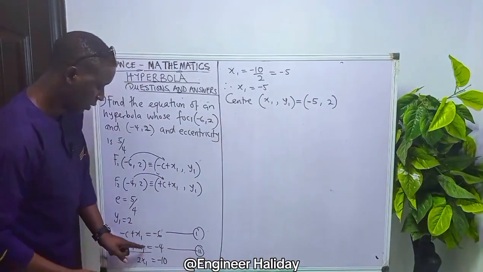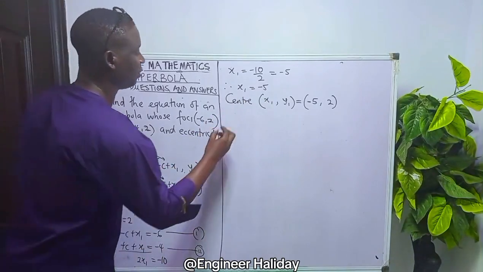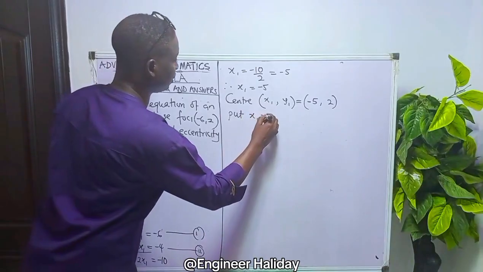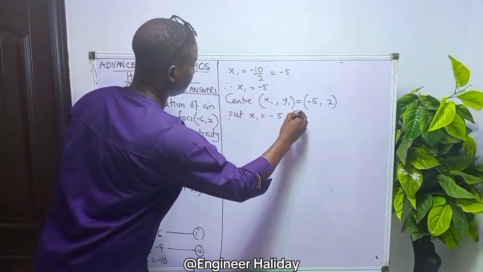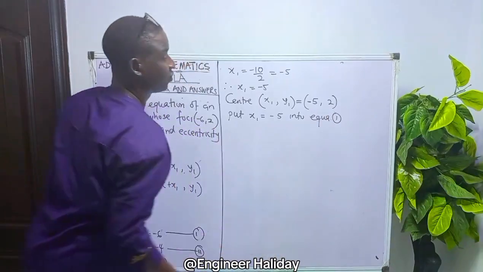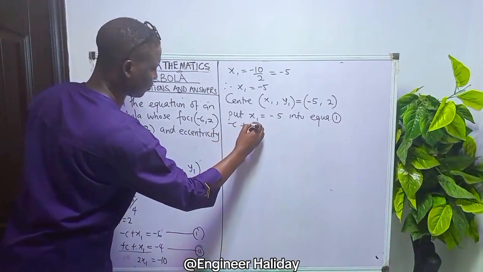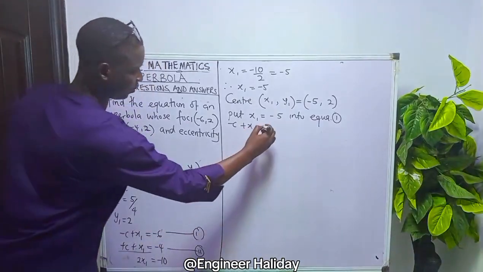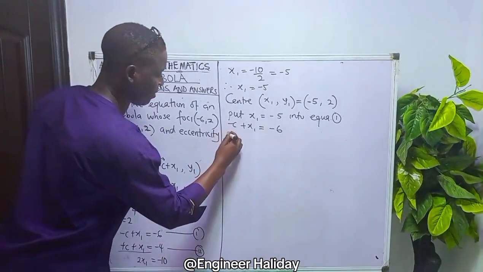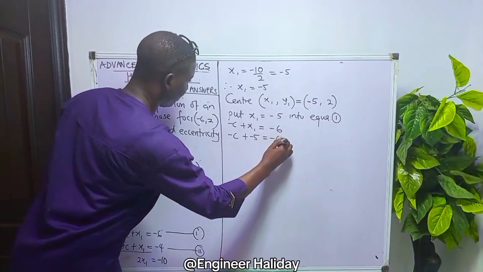Now look at the board. Let me substitute -5 into any of these equations and get my c. So let's put x1 equal to -5 into equation 1. What we are going to have is -c + x1 equal to -6. If you do that correctly, you are going to have -c + (-5) equal to -6.